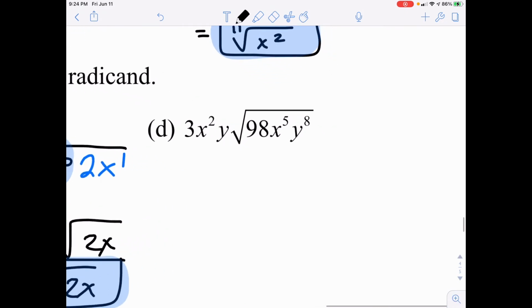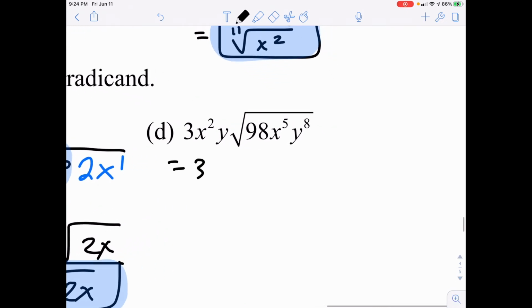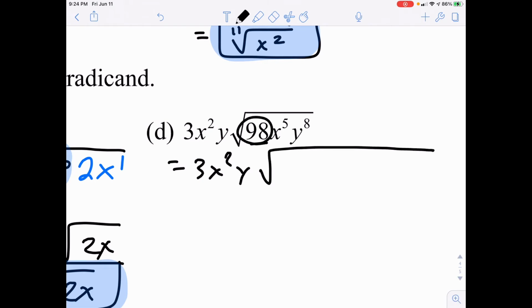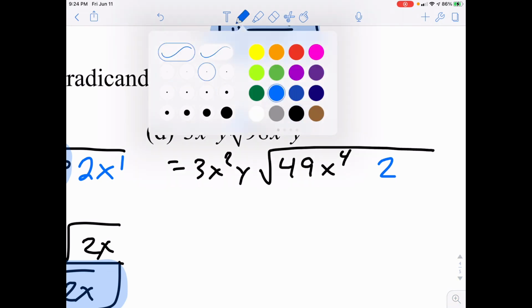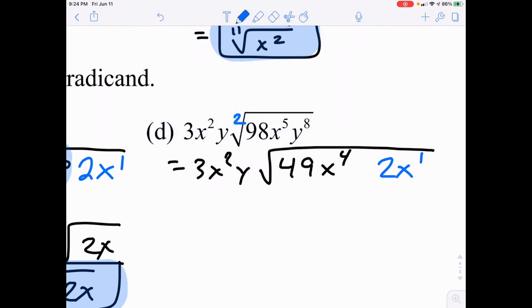Part D, 3x squared y, start there, times the square root of 98 x to the 5th y to the 8th. Well, the largest perfect square that goes into 98 would be 49. So let's break that up into 49 times 2. A square root is divisible into 4 of those 5 x's. So I'm going to put x to the 4th over here. And I'm going to put x to the 1 over here. X to the 4 times x to the 1 is x to the 5.